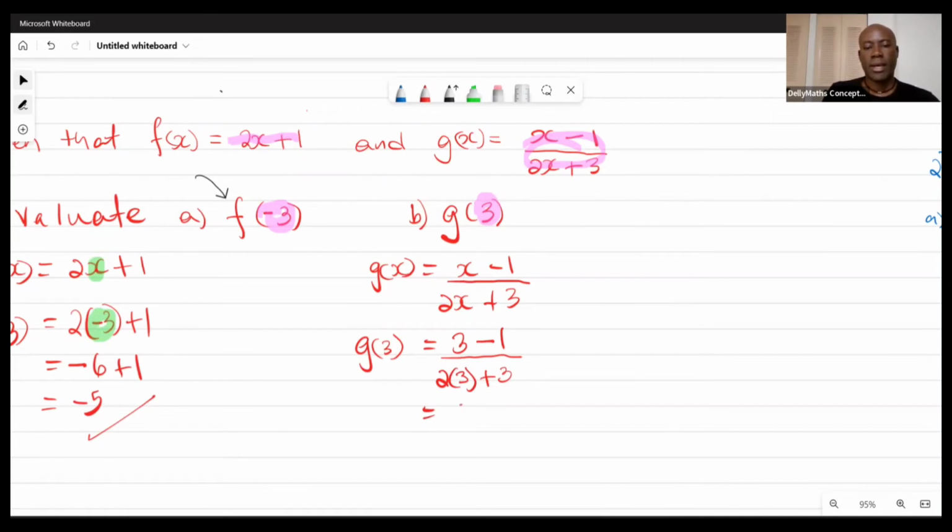3 minus 1, that's 2, all over 6 plus 3. Finally, this becomes 2 over 9. It simply means that g of 3 would give us 2 over 9. So there it is. When you're evaluating functions, all you have to do is substitute.